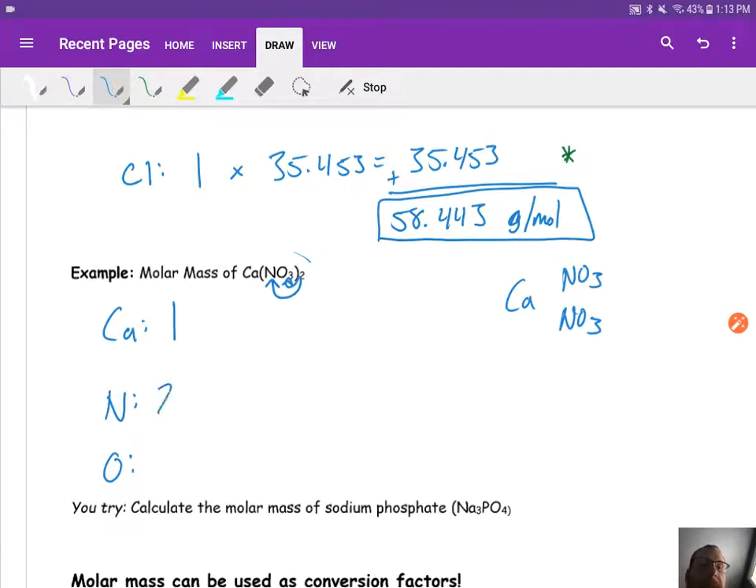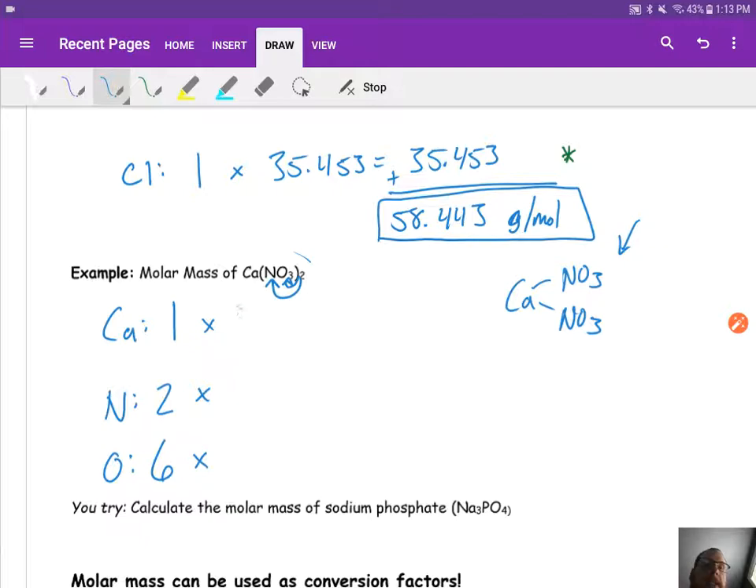So we really have 2 nitrogens, and it's easier to see when we draw a little picture as to how these are bonded together. So we have 2 nitrogens and how many oxygens? 3 and 3 would be 6. All right, now once we've figured out how many atoms we have, let's multiply by their masses.